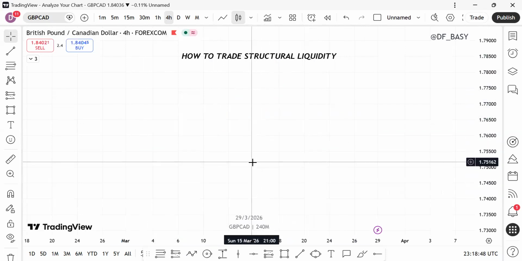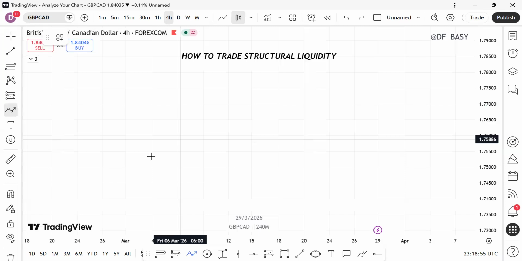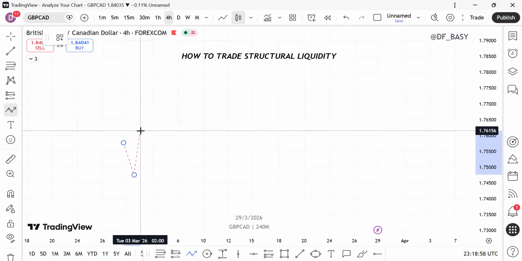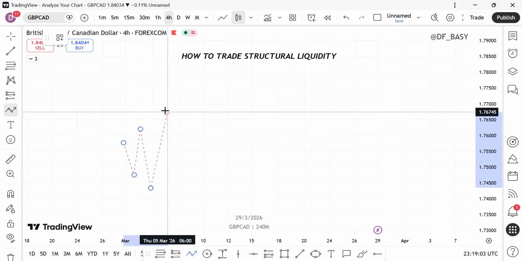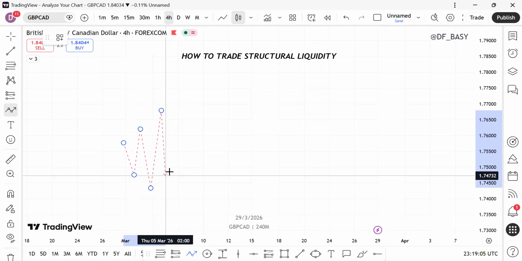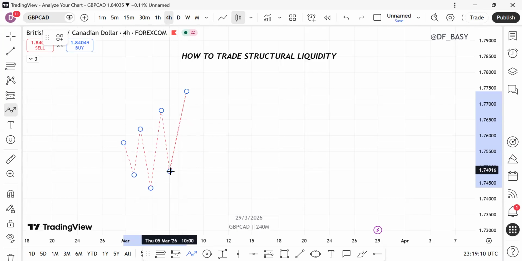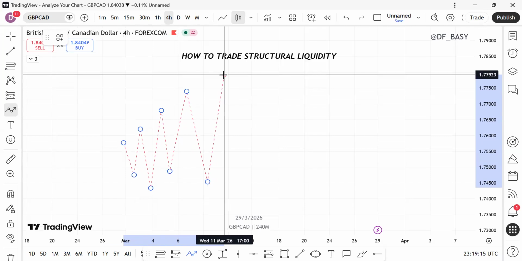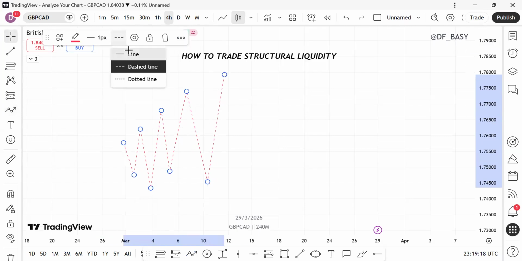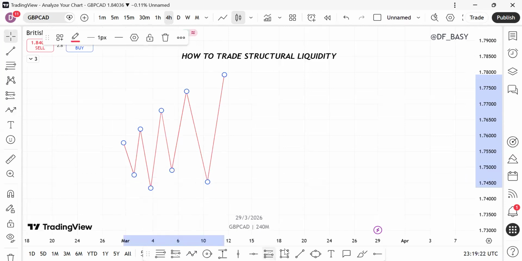But first, we have two type setups for this. We have the type 1 and the type 2. So basically this is the type 1. You have the sweep of this low, market goes back, breaks structure according to the trend. Then the market comes back, mitigates, breaks structure again. Then the market comes back, sweeps the structure. After sweeping the structure, it bounces back, then it buys.